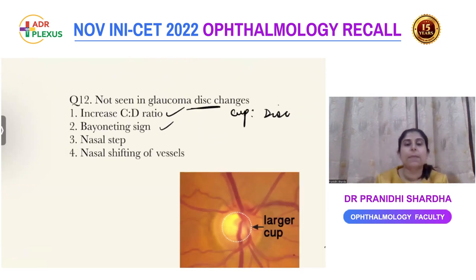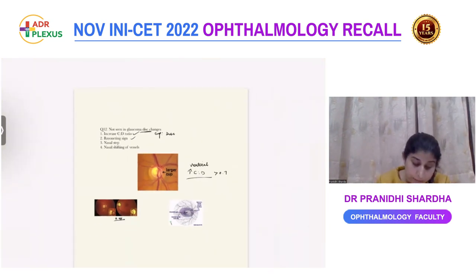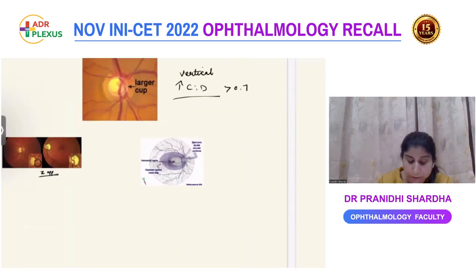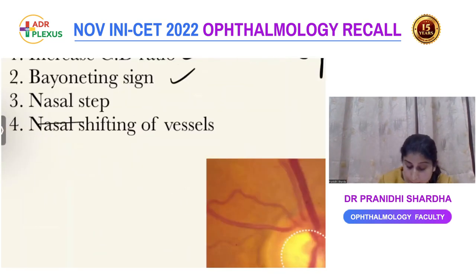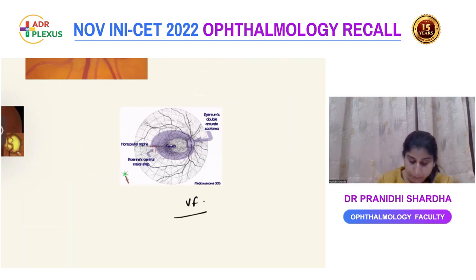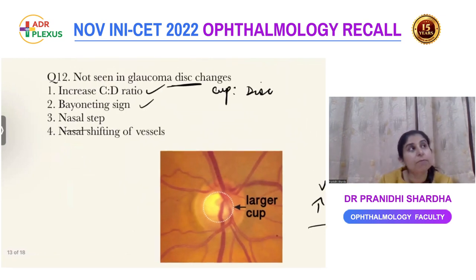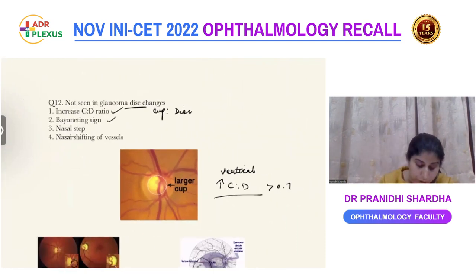Next is the nasal step. Actually, the nasal step is not a disc change. It is not a retina change. It is seen in the visual fields. It is a feature of perimetry or the visual fields. Nasal step is also seen in glaucoma. It is a right option, but it is not a disc change or a fundus change. It is a change of visual fields.